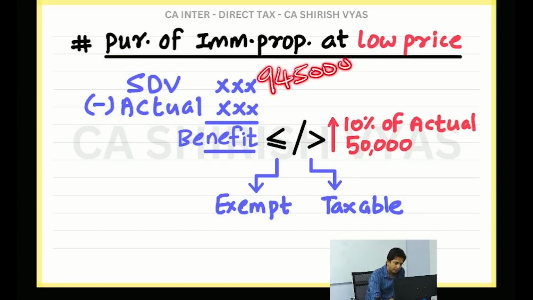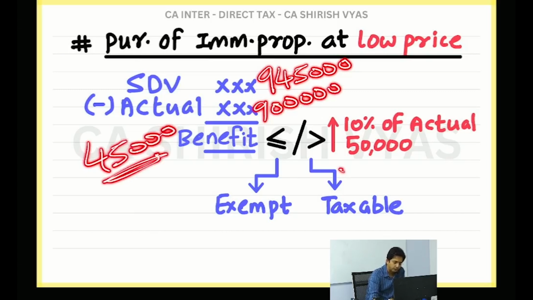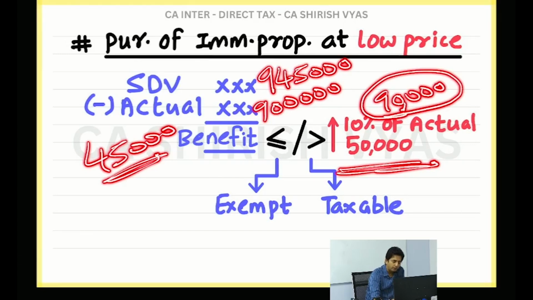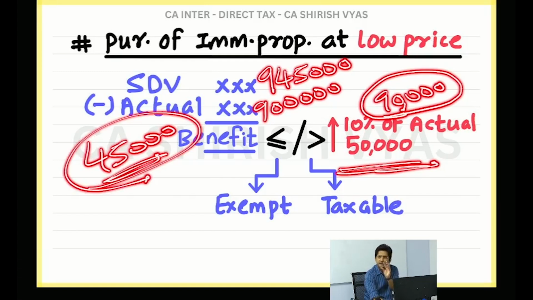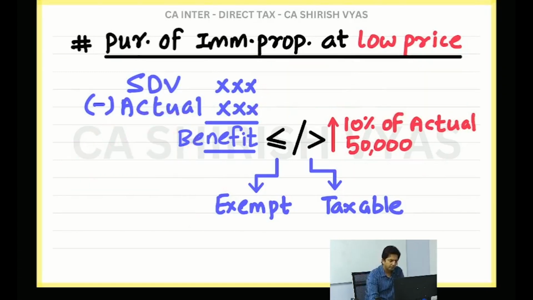9,45,000. Actual price 9 lakhs. Difference 45,000. Okay, now compare with this formula. What is 10% of actual price? 9 lakhs, 10% is 90,000. Compare with 50,000, what is higher? 90,000. But compared to 90,000, our 45,000 is chota. Chota means small. And if it is small, exempt.